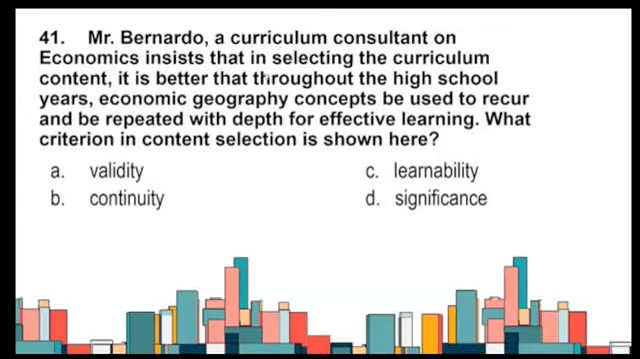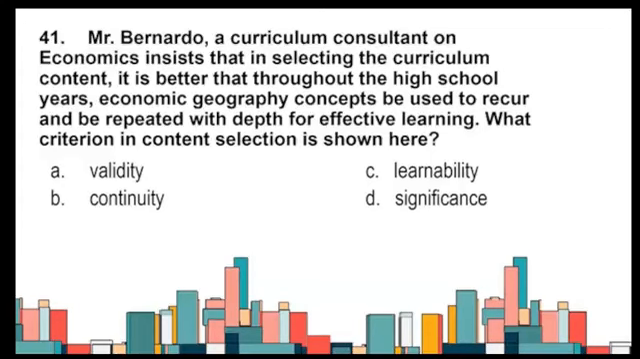All right, so I see letter D answers. So the answer to this is letter B, continuity. Because again, it's recurring, repeating. So it means that there is a continuation of the concepts to be learned from the lower level to the higher level.